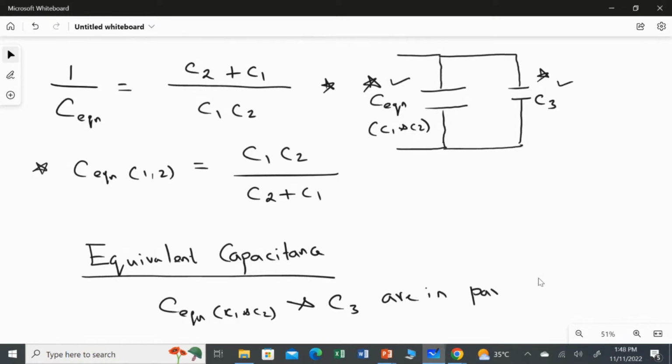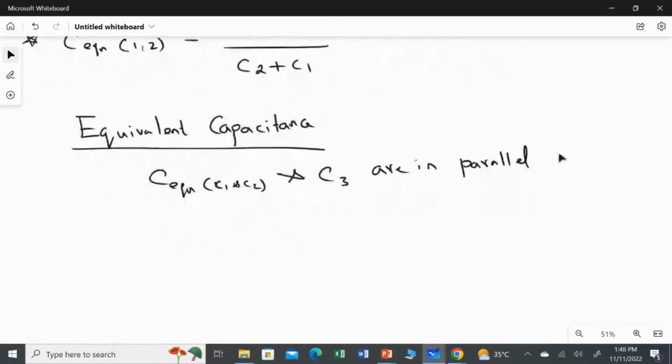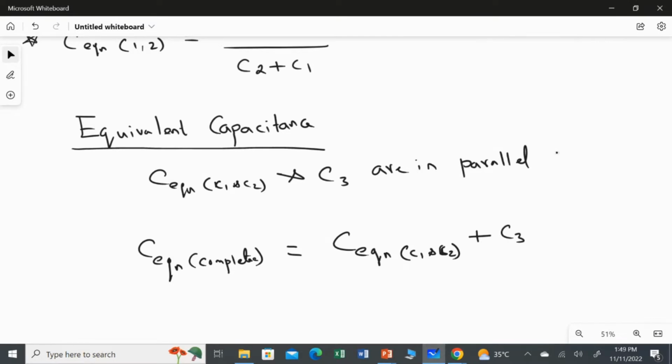are in parallel. So if it is in parallel, we have to use the rule. So what is the rule? C equivalent for the complete combination. Complete means here I mean the combination of all three, which is equal to C equivalent of C1 and C2 plus C3, because if it is in parallel, we have to add.